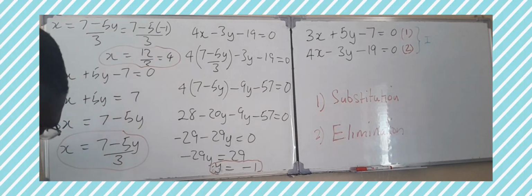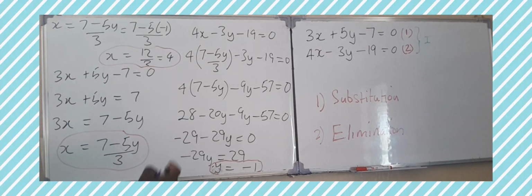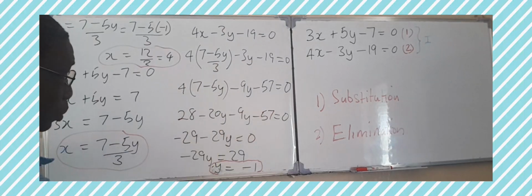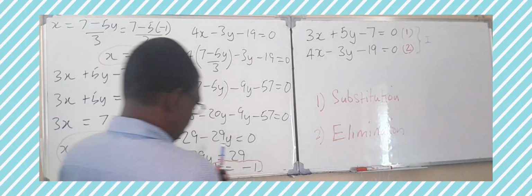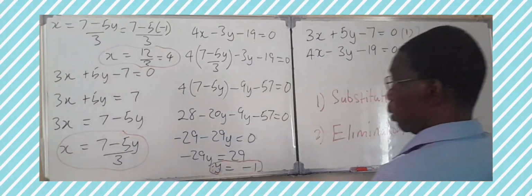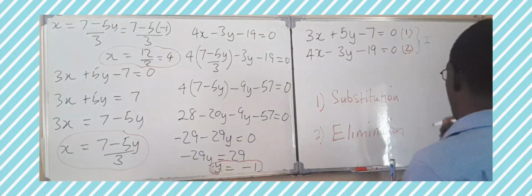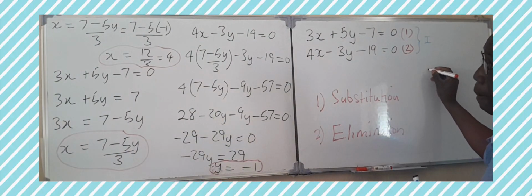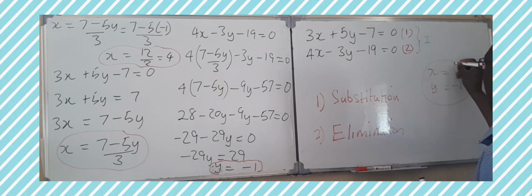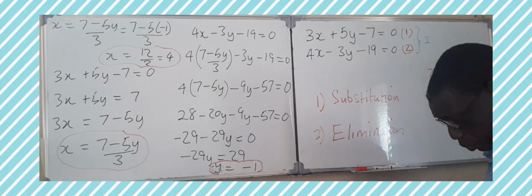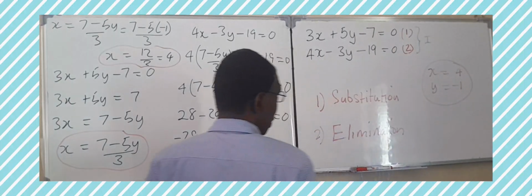Maybe let's book those results here, because we're now going to use the method of elimination. I'll write them here. So x is equal to 4, y is equal to minus 1. So here are our results. We want to check them when we use the other method, which is the method of elimination.